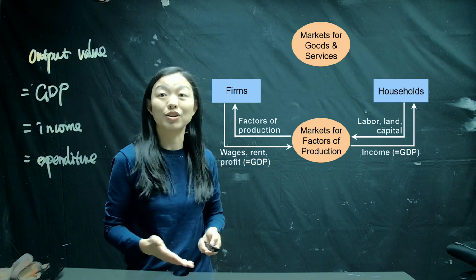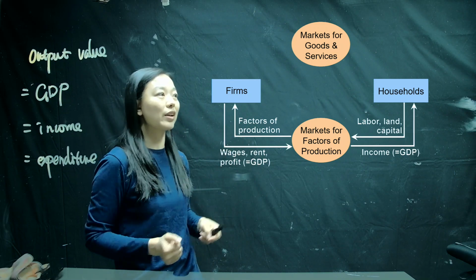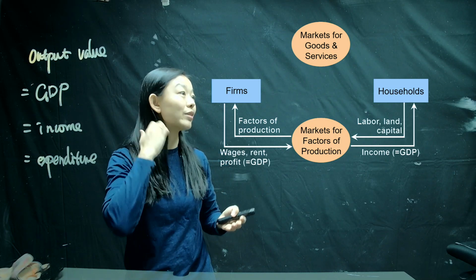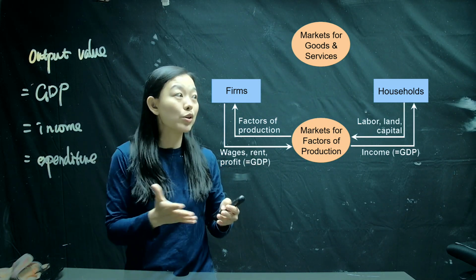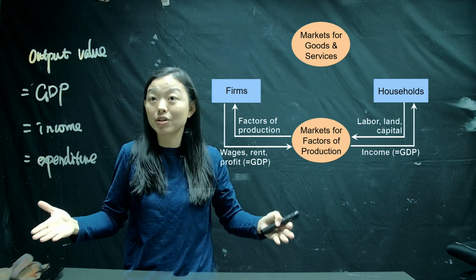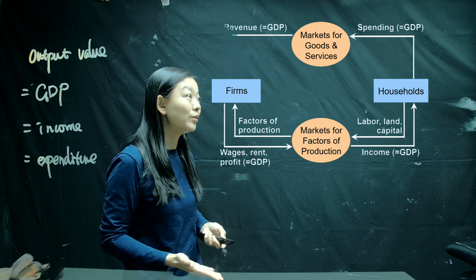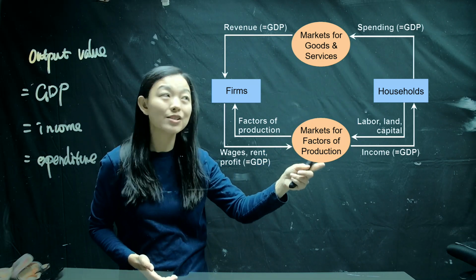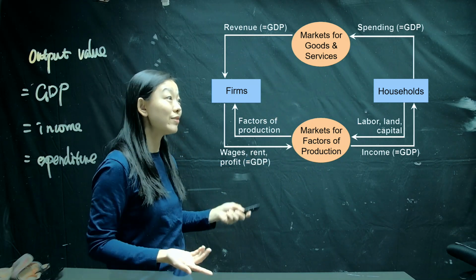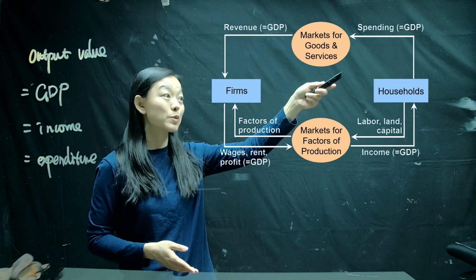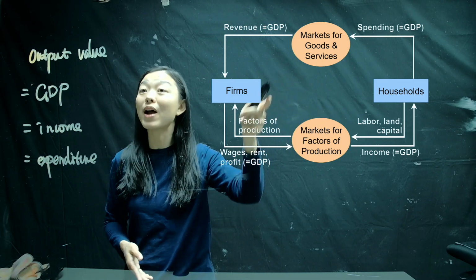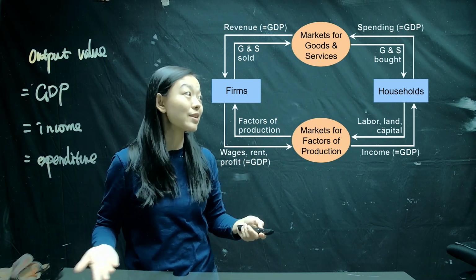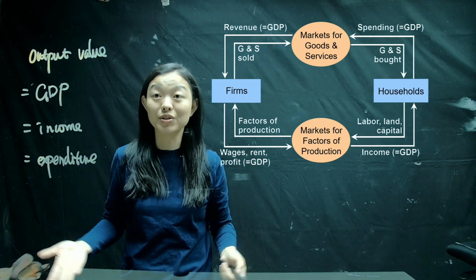Now we will talk about another market. That is the market for goods and services. So in this market, can you tell me who is the provider? As we just talked about before, firms or corporations will use the factors of production to produce goods and services, right? So households will buy and consume goods and services. And those expenditures from households will become revenue for firms, because firms offer goods and services, and households buy those goods and services.